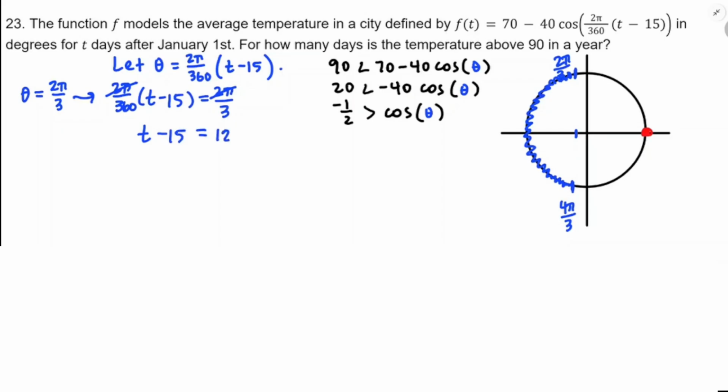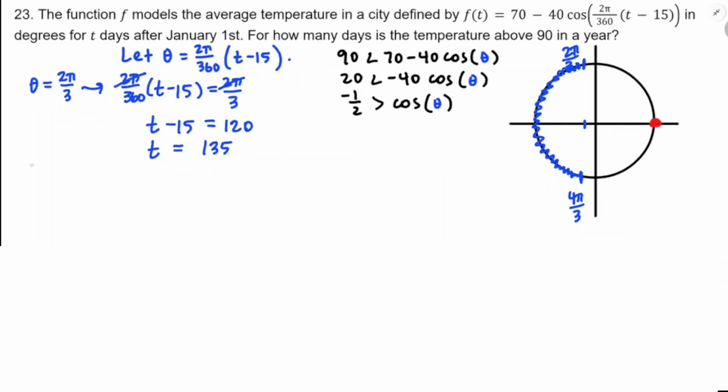Okay, that's funny that fraction showed up. That was one that y'all kind of struggled with on the free response. You need to simplify that. Well, 360 divided by 3 will be 120, and then I'm going to add 15 to that and get t equals 135. That's the beginning of the days where it's above 90 degrees, maybe the beginning of the summer.